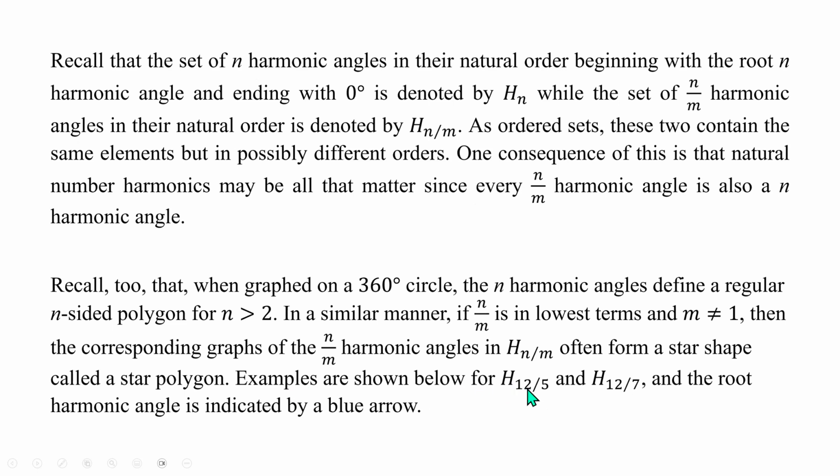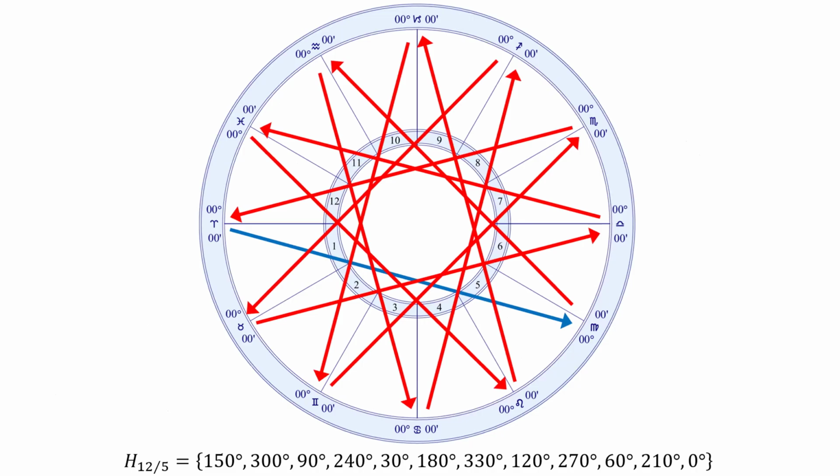Examples are shown below for h sub 12 over 5 and h sub 12 over 7, and the root harmonic angle is indicated by a blue arrow. Okay, so this is the star that we get for h sub 12 over 5. Now the root 12th harmonic angle is 30 degrees. So the root harmonic angle here is going to be 5 times that, which is 150 degrees. So our root 12 over 5 harmonic angle is 150 degrees. That takes us to here.